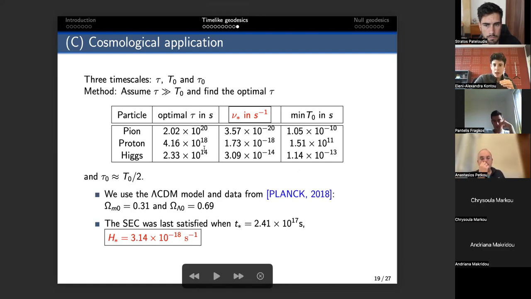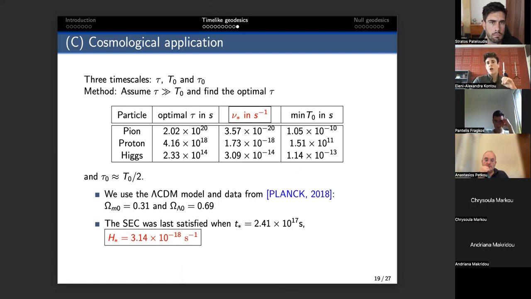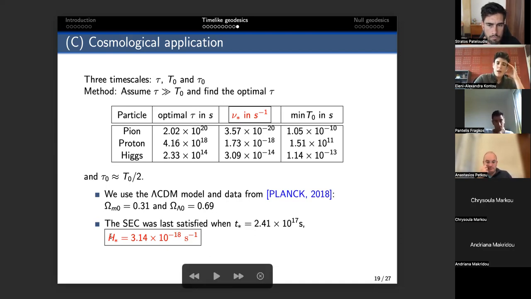And the initial contraction on the cosmic surface is actually in cosmology exactly the same with the Hubble parameter at that time. So we have to go a little back in time to the point where the strong energy condition was last satisfied, because today the strong energy condition is actually violated because of the presence of the dark energy. So we have to go a little bit back in time in order to satisfy the strong energy condition. So with these assumptions, we compare the Hubble parameter with the required initial contraction from our theorem. And what we see is that this is actually satisfied for the pion and the proton.